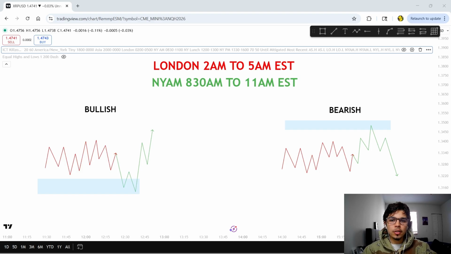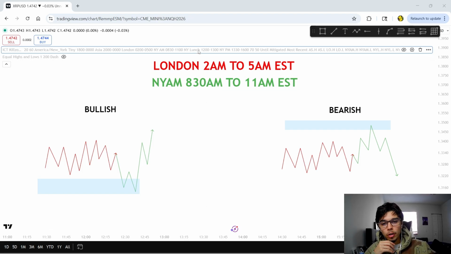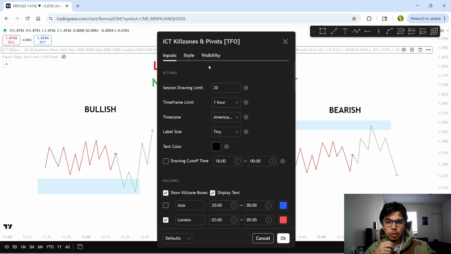So London session is going to go from 2 a.m. to 5 a.m. Eastern time, and New York AM is going to go from 8:30 to 11 a.m. Eastern time. And an easy way to figure this out and see it on the charts without going and spotting it on your own is just using this indicator right here. It's called ICT kill zones and pivots.